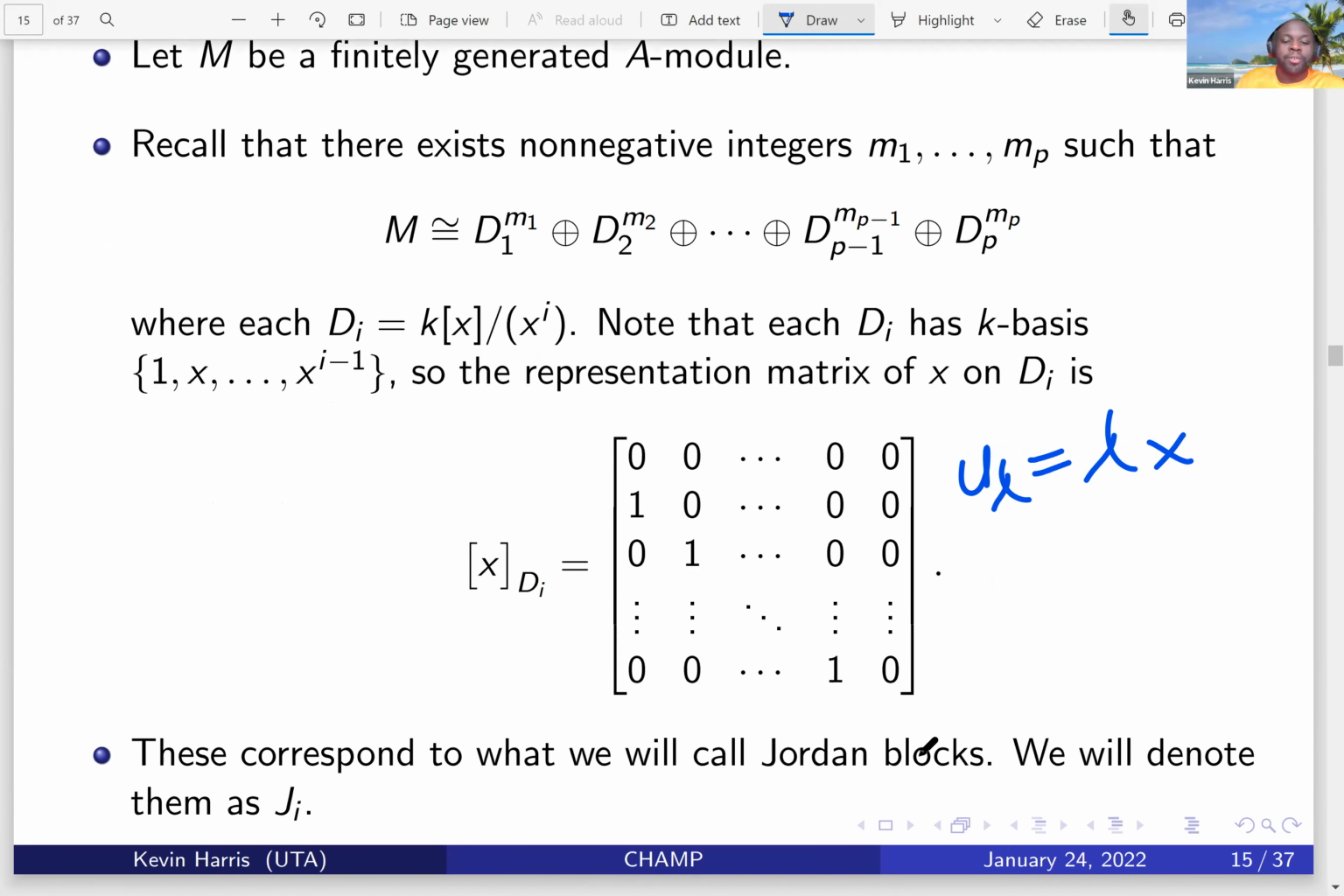So we're just going to denote each of them as J sub I, right? Depending on which. So for a D2, the Jordan block would look like J2, okay? Or its matrix would look like J2, essentially.